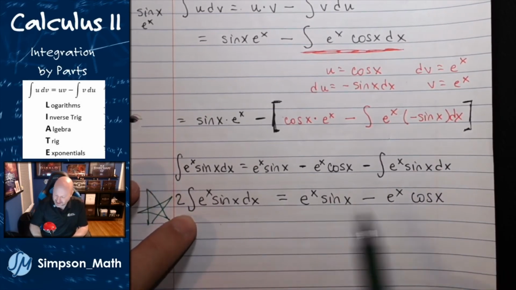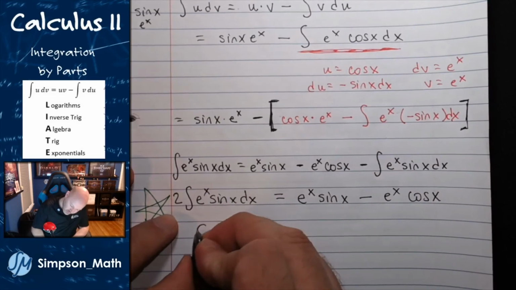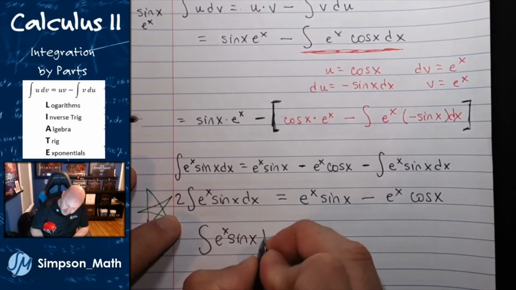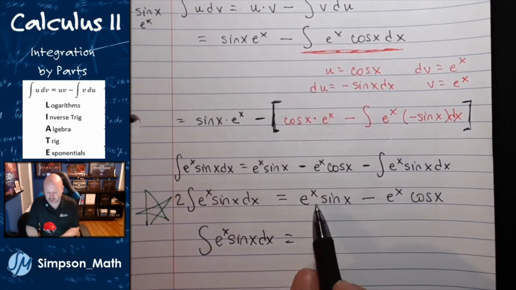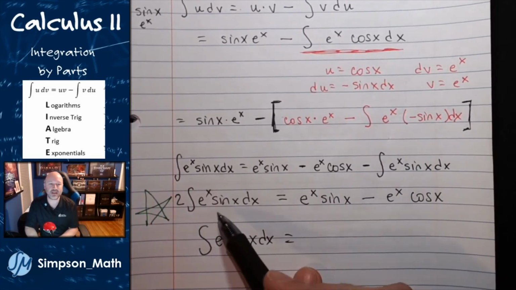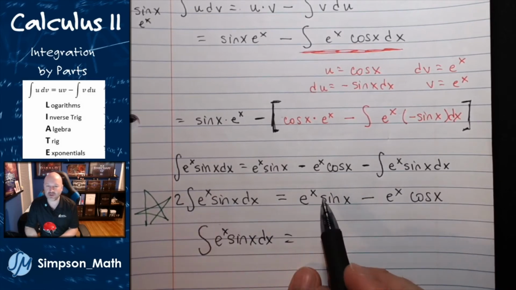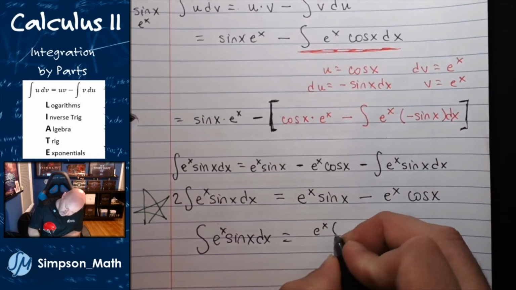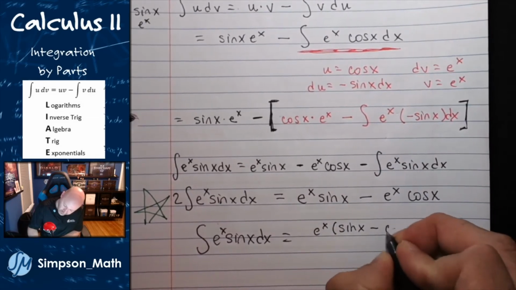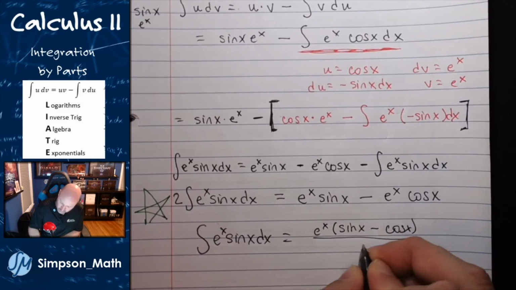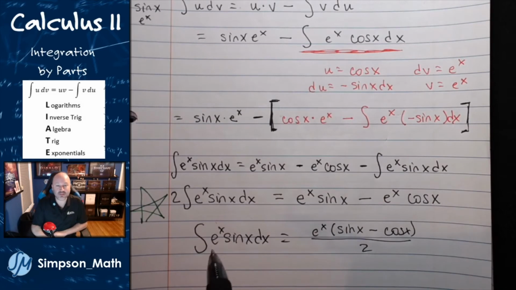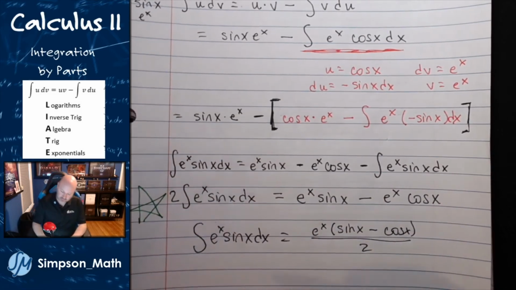Now I'm going to go through and divide everything by 2. So then what I was looking for, the integral of e to the x times sine x with respect to x, is equal to all of the right-hand side being divided by 2. I think I'll go ahead and factor that e to the x out in this process as well. So the right-hand side of the equation divided by 2 is what I was looking for, the integral of e to the x times sine of x dx.